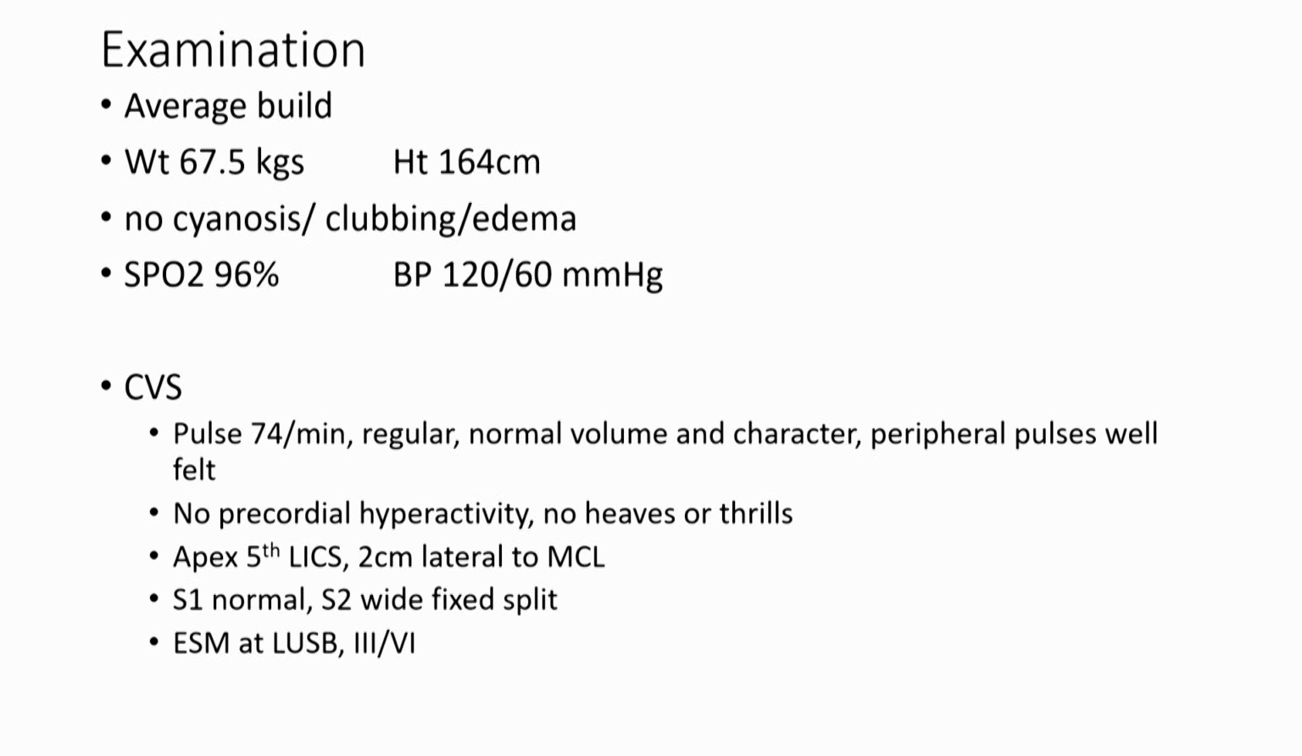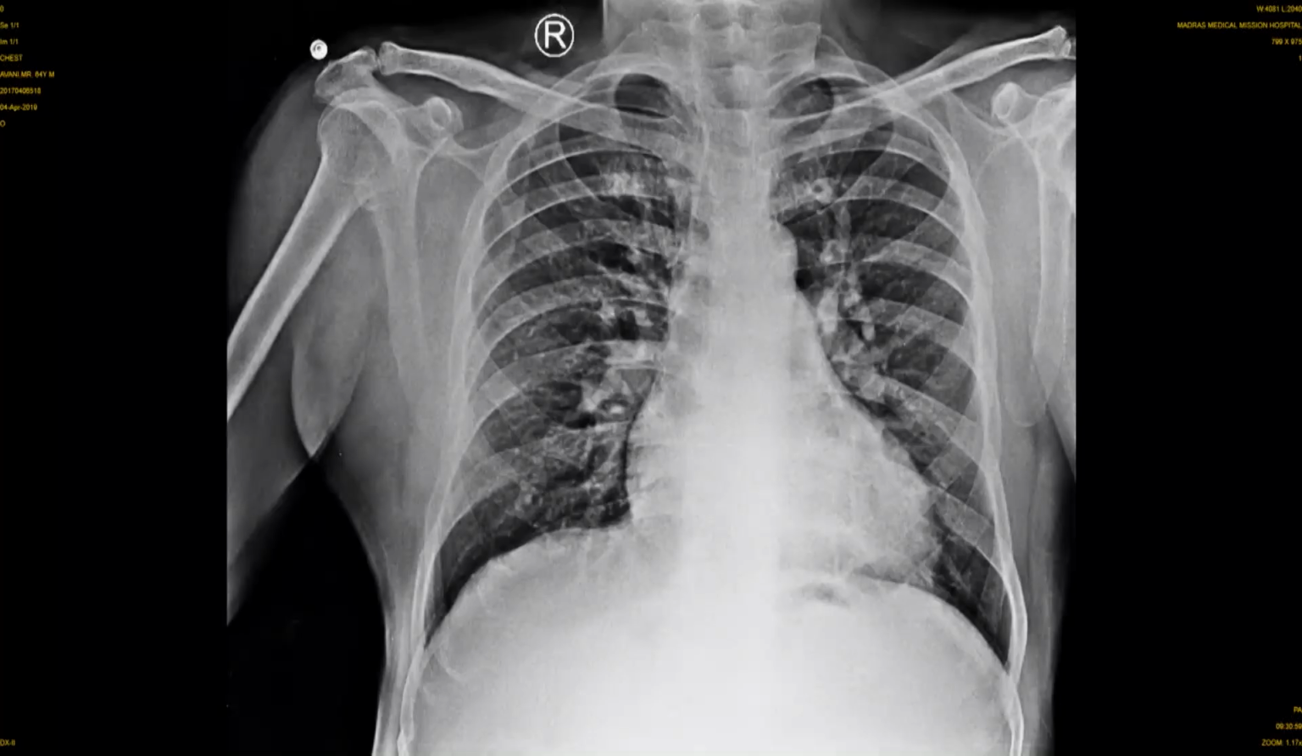He's averagely built, weight of 67.5 kgs, height 164 centimeters, no cyanosis, clubbing or edema. His baseline resting saturation is 96%, BP is 120/60 right upper limb. On cardiovascular examination, pulse is 74 per minute, regular, normal volume and character, peripheral pulses well felt, no precordial activity, no heaves or thrills. Apex is in the fifth left intercostal space, 2 centimeters lateral to the MCL. S1 is normal, S2 is fixed and widely split. There is an ejection systolic murmur at left upper sternal border, 3/4.